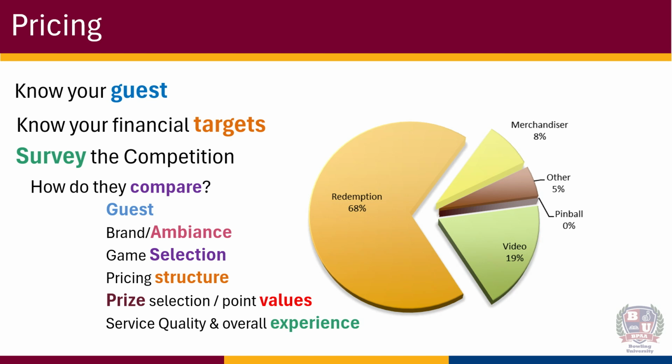So know those things. Who's their guest? What's it like? What's their game selection like? And so on. Okay, what's their pricing structure? And when you do that inventory of games that they have, then you can come up with your own that's going to drive who that target guest is for you. Again, your prize selection is going to have to mirror those games. And it's important, if you have adult games in there, that you have adult prizes. Okay, and then absolutely you're going to look at that service level and overall experience.